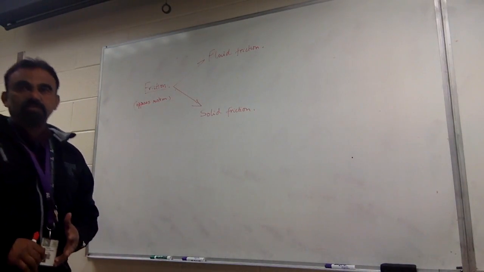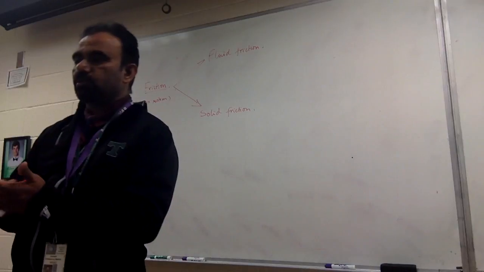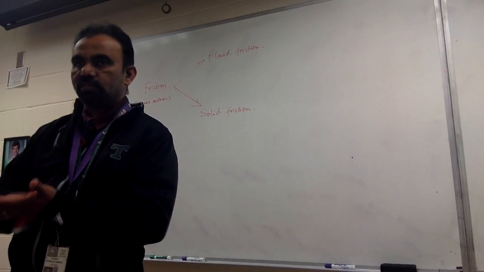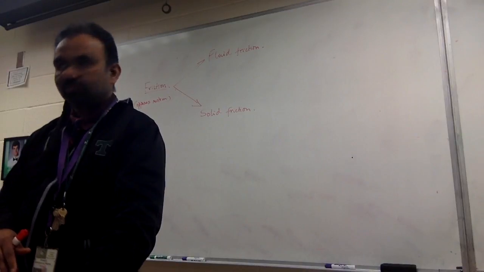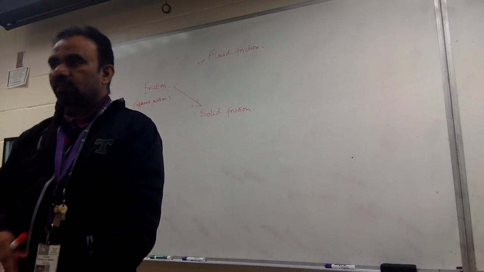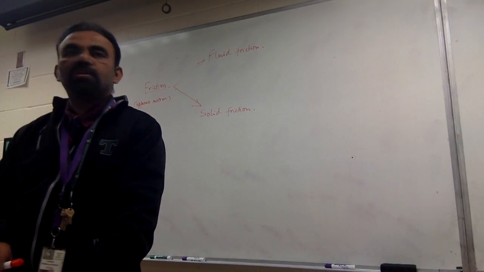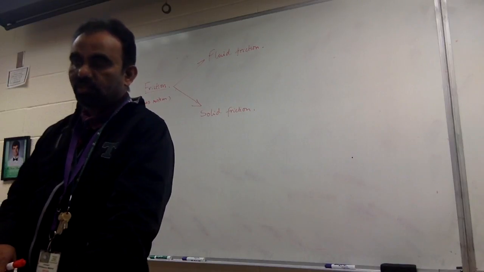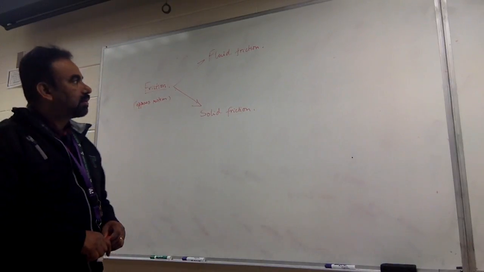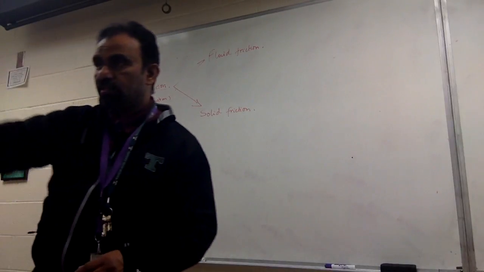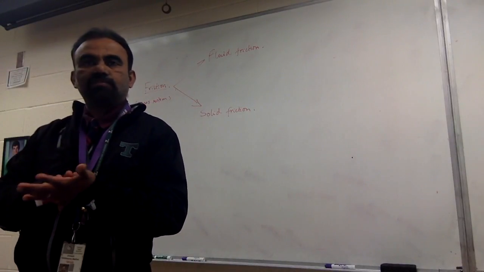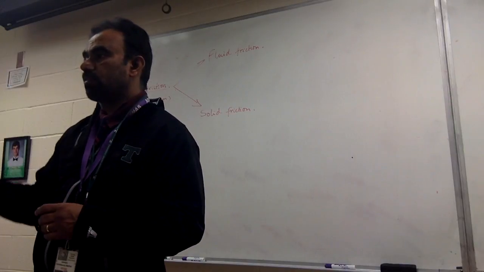What is solid friction? Solid friction is the friction between two solid surfaces, like this book and the table, or the rubber tires and the road. Those are solid friction. Friction between two solid surfaces.